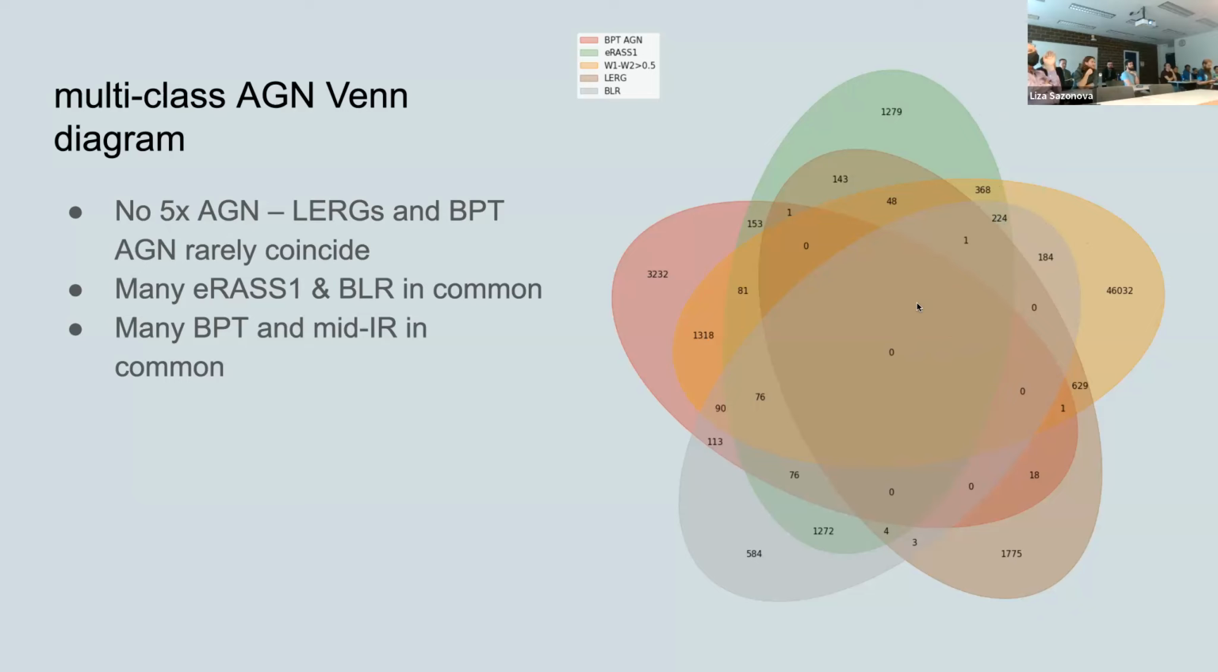That's really cool. I like the Venn diagram, even if it's hard to read. Mike has a question.